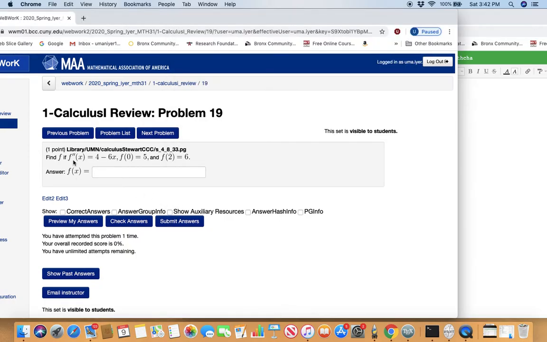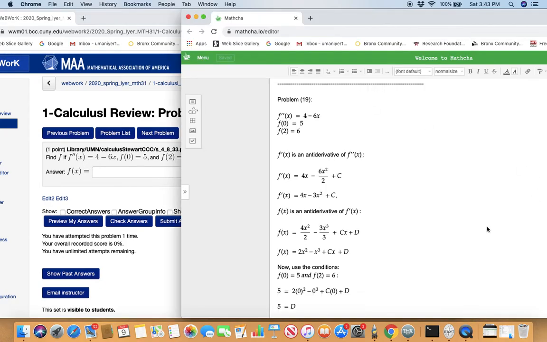Next problem, problem 19. It says, if f double prime is this, f at 0 is this, and f at 2 is this, find f. In other words, you have been given the second derivative and two boundary conditions. You are asked to find the function itself. So if you know the second derivative, how do I go to the function? I have to find antiderivatives.